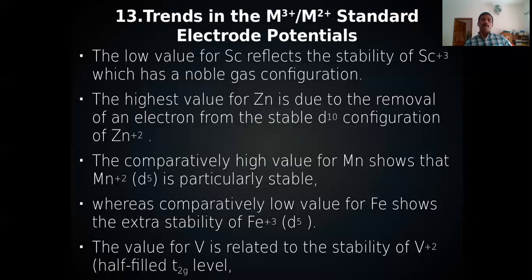The value for vanadium is related to the stability of V2+ after the t2g level. That is D3 configuration. So these are some points related to the M3+/M2+ standard electrode potential. You have to go through these points only and find out the reason.